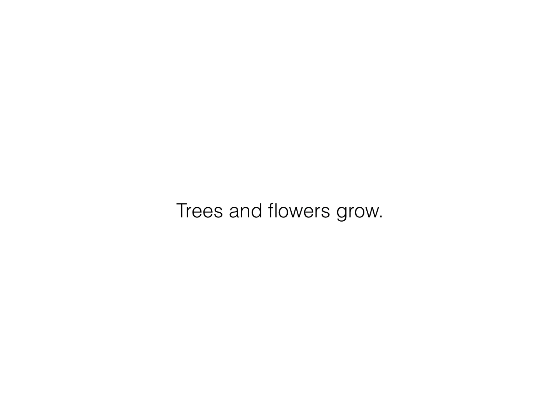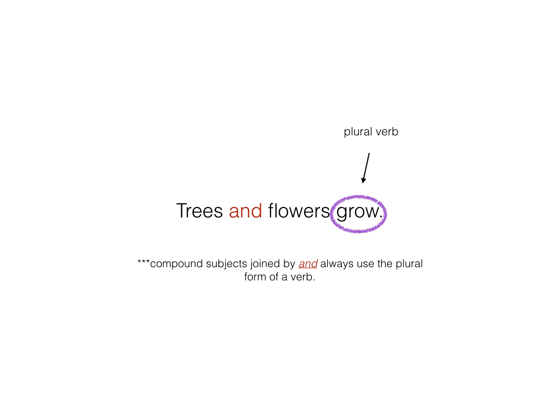Here's another example. Trees and flowers grow. In this sentence, we have a compound subject. Our compound subject here is trees and flowers. The word and is a conjunction. Now always remember that compound subjects joined by and always use the plural form of the verb. There you go. So don't forget that, okay?